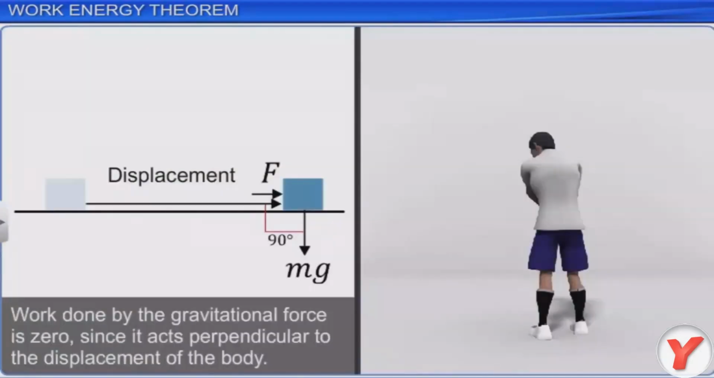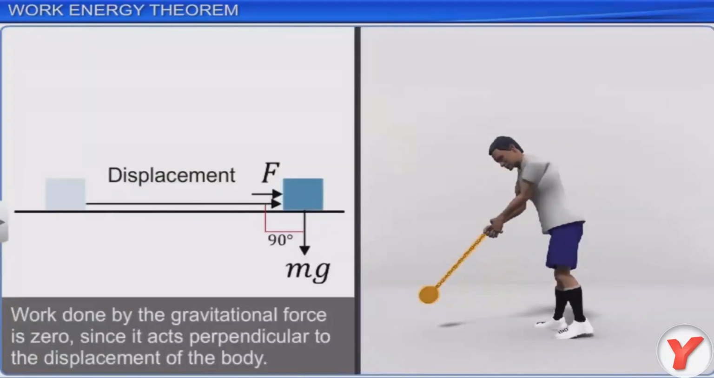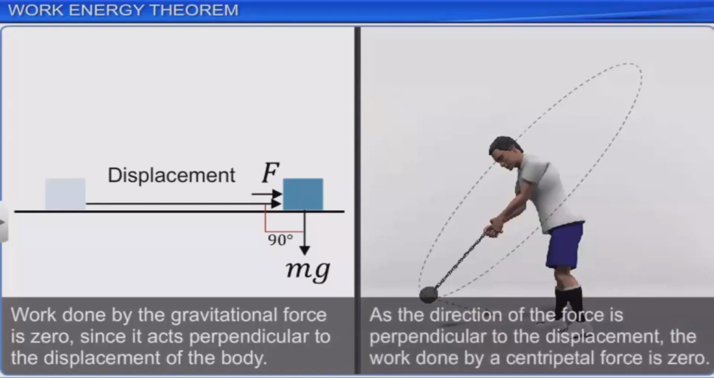As another example, consider a stone tied to a string, whirled in a circular path. Here, a centripetal force acts on the stone to maintain its circular path. Centripetal force is always directed towards the center of the circular path, whereas the displacement of the stone for an infinitesimal time interval is along the tangent to the circle at the point under consideration. As the direction of the force is perpendicular to the displacement, the work done by a centripetal force is zero.